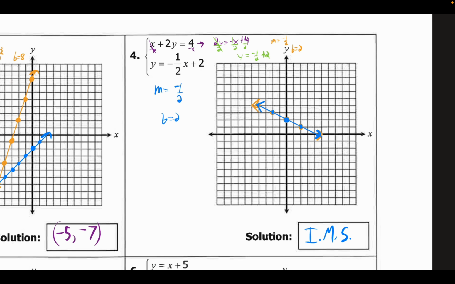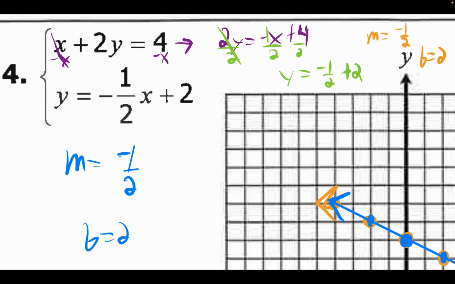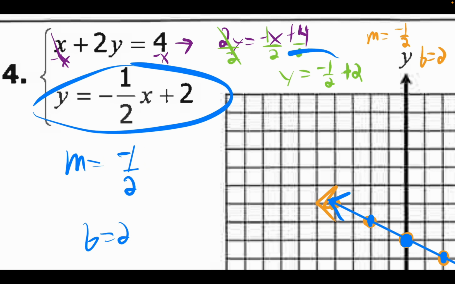Now, you could have noticed, perhaps, that these were the same line before even graphing it, because they're the same exact equation. The slopes were the same, and the y-intercepts were the same.